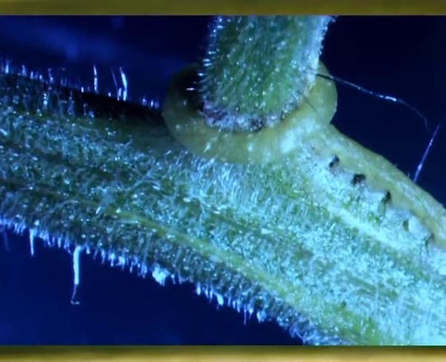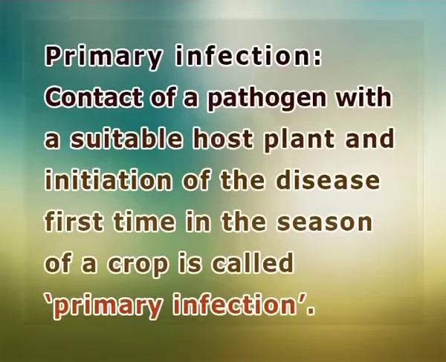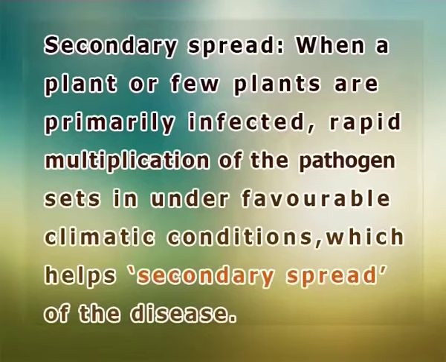All parasitic as well as viral diseases have a primary infection. Contact of a pathogen with a suitable host plant and the initiation of a disease for the first time in the season of a crop is called a primary infection. Often a few or several plants in the crop are likely to get primarily infected.